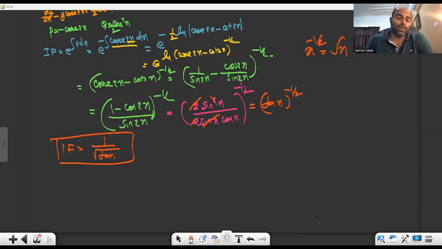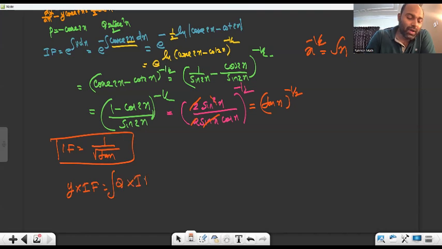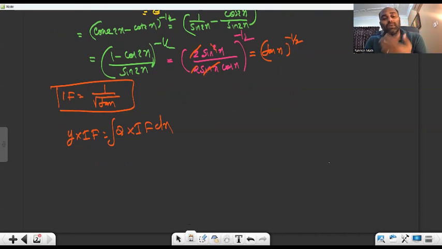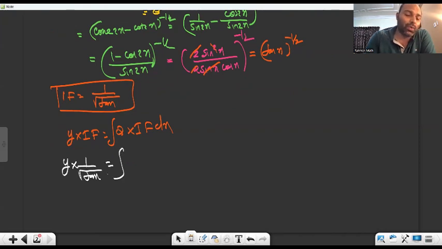1 by root tan x. Now our rule: we know that y into IF equals integral Q into IF dx. So you know what is your IF and what is your Q. Q we already found here. My humble request: simply don't copy, understand. If you still didn't understand, integration basics will be a problem for those who didn't practice. Anyway, let's see. Integral Q into IF, what is Q? Half sec square x into 1 by root tan x dx.